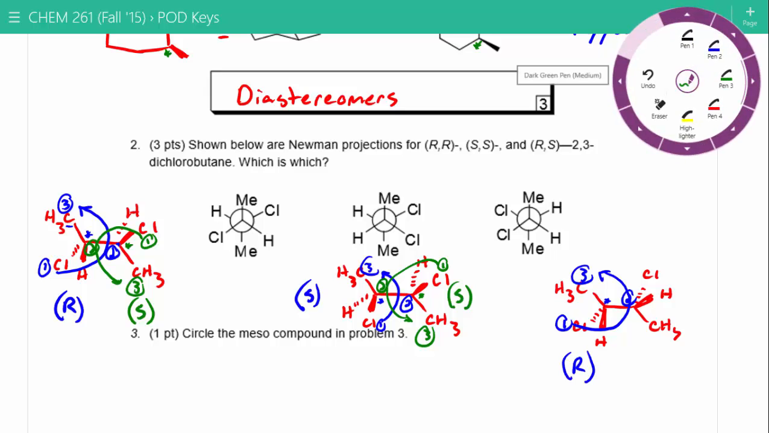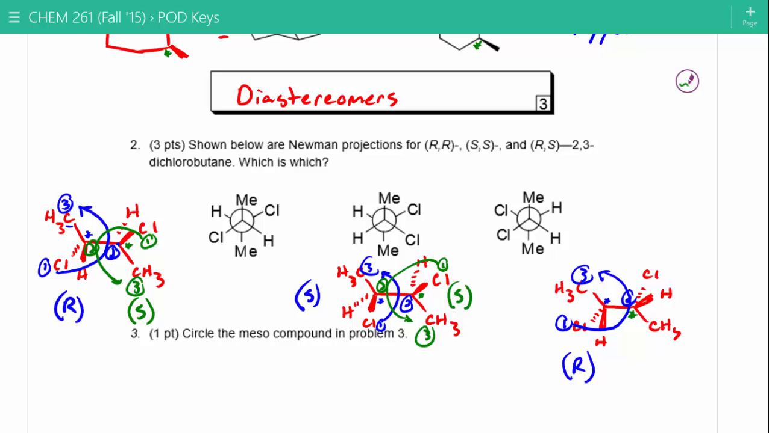And then over here, we can label this stereocenter. We've got chlorine as 1, this carbon as 2, this carbon as 3. Lowest priority is pointing forward. Would this be R or S? R. All right, so we've identified our RS compound, our SS compound, and our RR compound. These are all related to each other, but they have a different layout in three-dimensional space. So now the question is, which one of these is our meso compound?